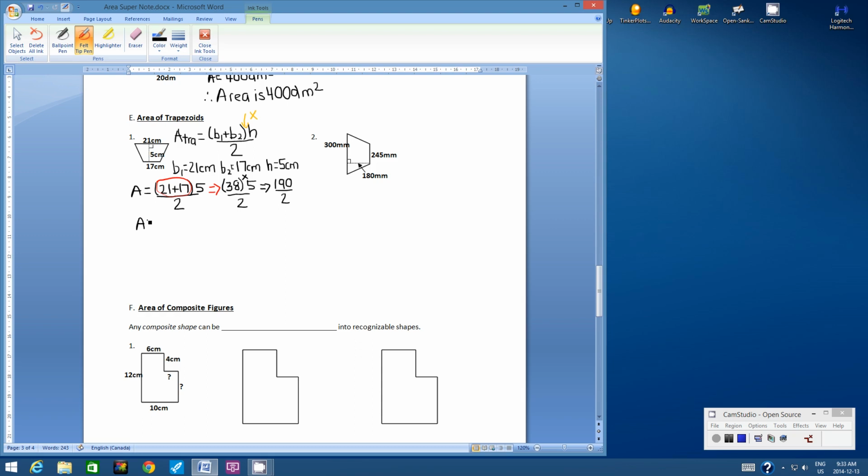So area equals 190 divided by 2 is 95 centimeters squared. Don't forget the squared because this is an area question. Conclusion statement. Therefore, the area is 95 centimeters squared.